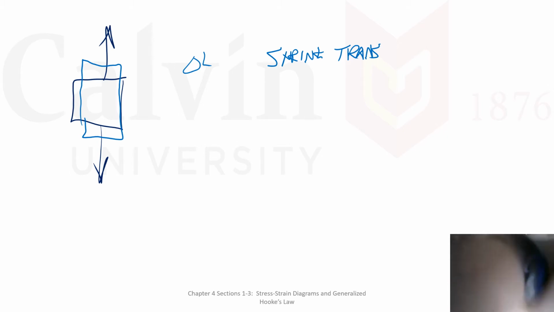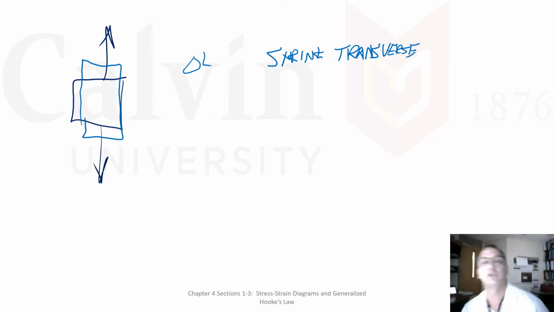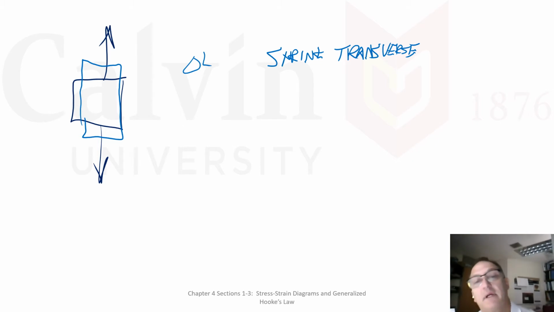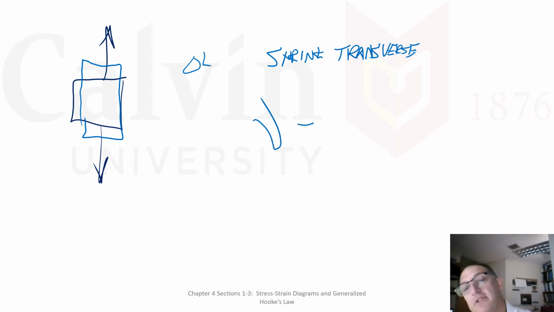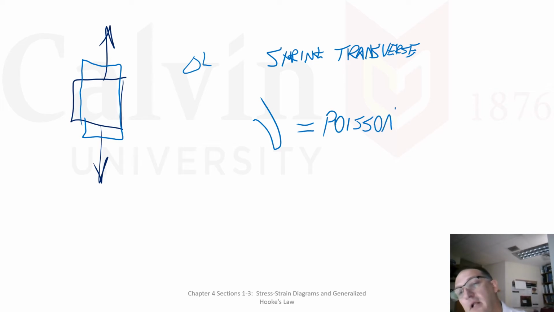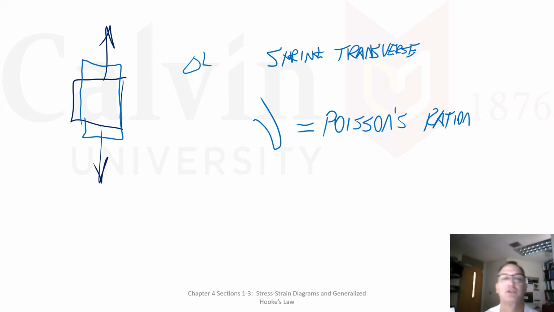And I can't spell transverse here: T-R-A-N-S-V-E-R-S-E. It's going to shrink in the transverse direction. And so there's one more material property that comes out, and it's called the Poisson's ratio. I want to call it the Poisson's ratio, but it's got two S's. So it's Poisson. It's some French guy, right?